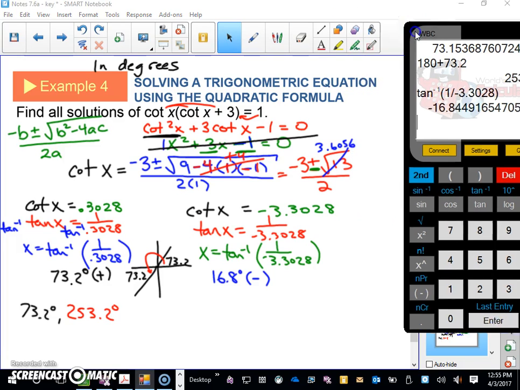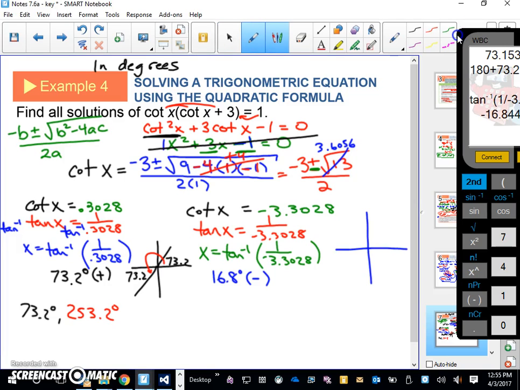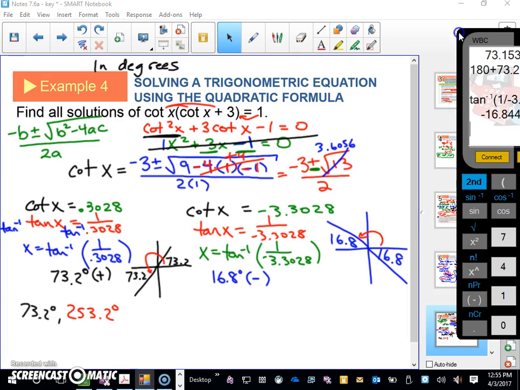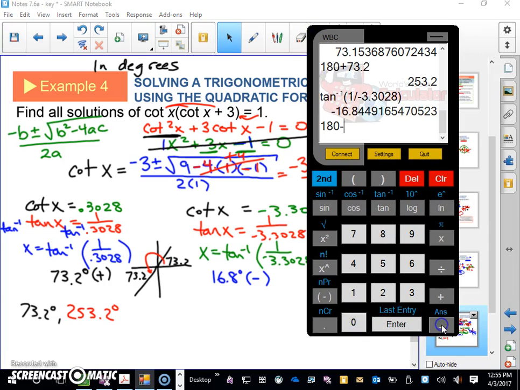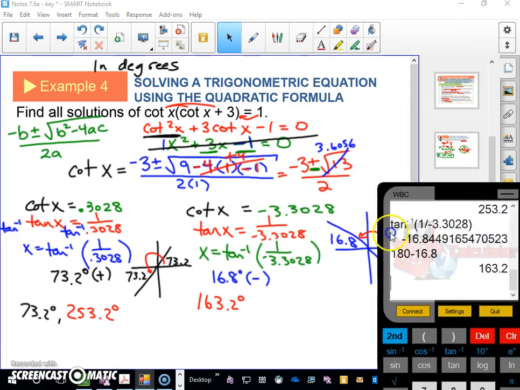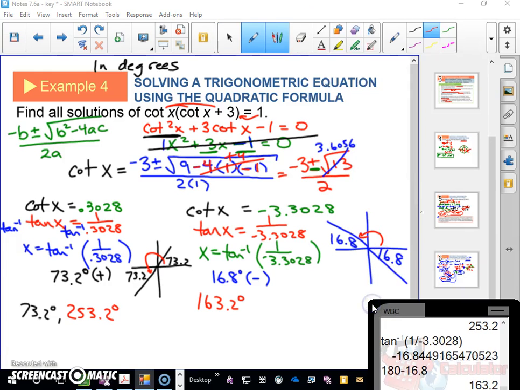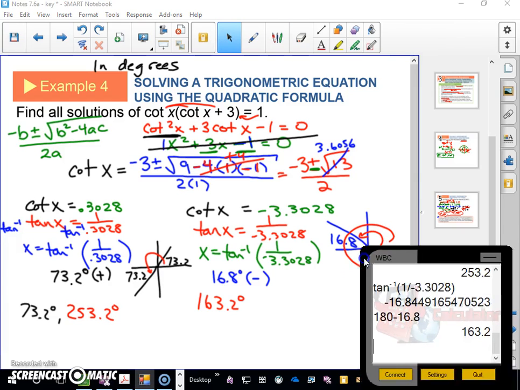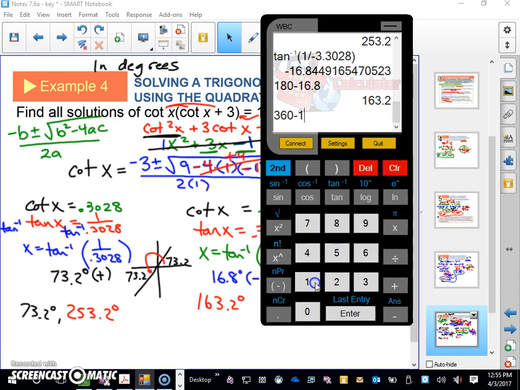Okay? We're going to think about 16.8 where tangent is negative. And so, tangent is negative in the second and the fourth. 16.8 in the second and the fourth. So, this one is going to be 180 minus 16.8, 163.2. And then the other one is going to be 360 minus 16.8, 343.2.